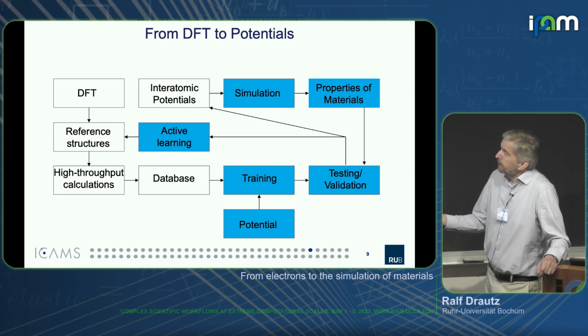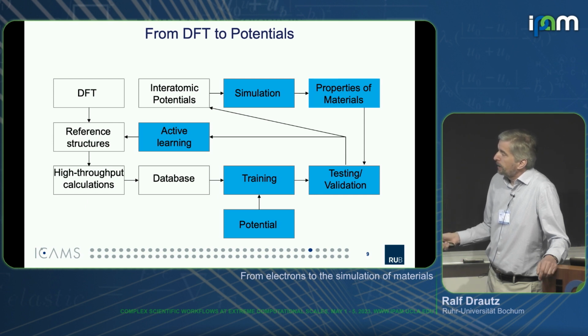So I just assume that this part here, from DFT reference structures, high throughput calculations to a database, is more or less set, and then start here with the training of the potential. So given a certain potential, how can we train it? How can we validate it? How can we make sure it's a good potential, or improve it if necessary, and then use it for simulations?